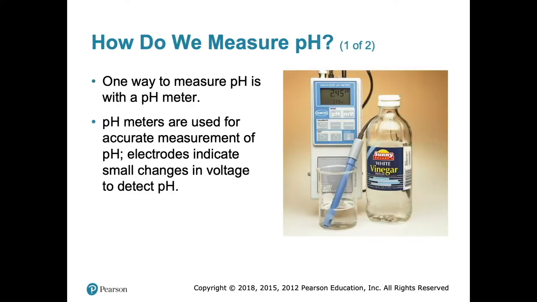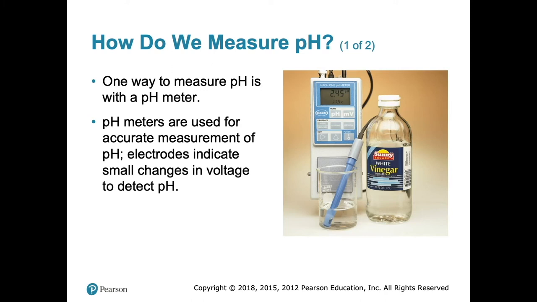Okay, so how do we actually measure pH? One way to measure is using a pH meter. pH meters are used for the accurate measurement of pH. Electrodes indicating small charges in voltage can detect pH. This is a very simple, old school pH meter, right? Not old school, but it looks old to me.